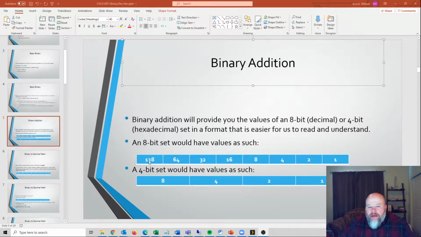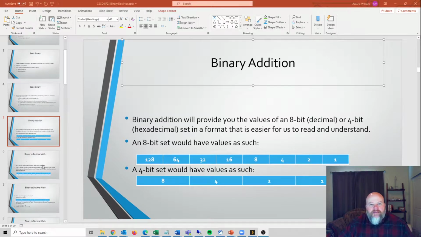Now, if we add up all of these values, we get a total of 255. If you recall from the prior video, I said there are 256 total combinations of values in an 8-bit set. That's because 0 is a value. So if all of these bits were turned off, that gives you a value of 0, or your 256th value. A 4-bit set works just like it, just half as big. 1, 2, 4, 8. Fairly straightforward.